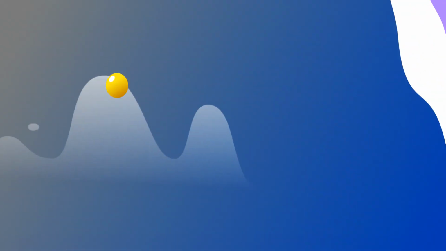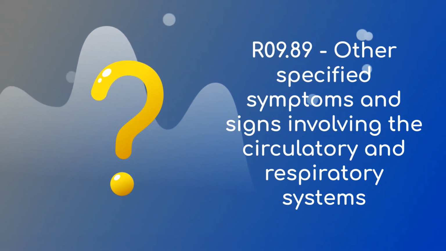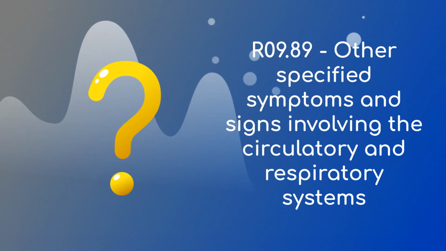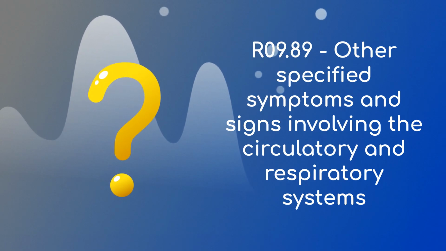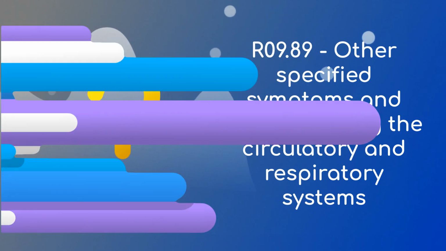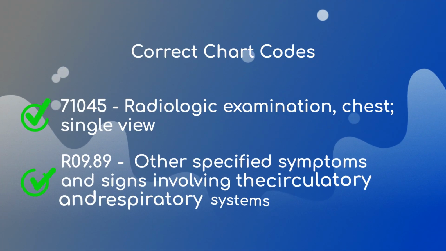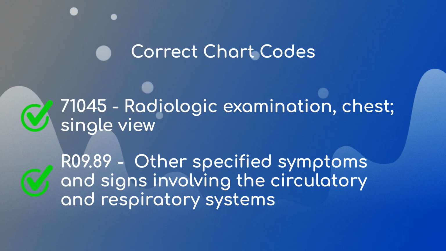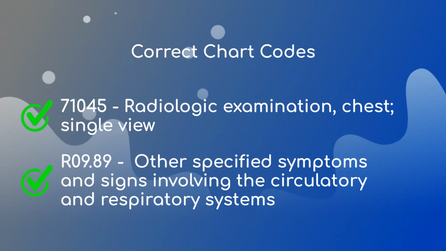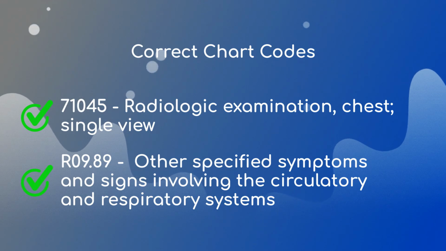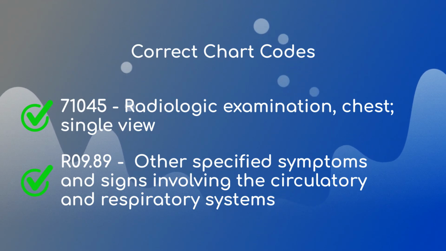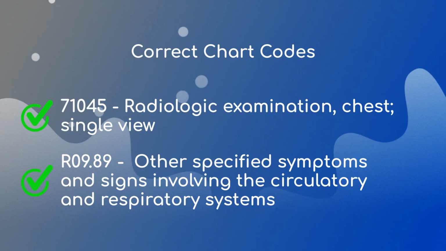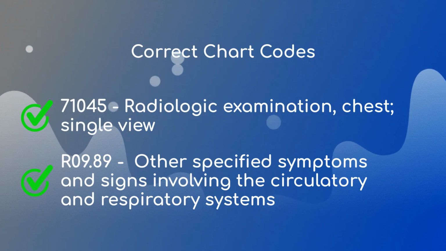This code covers general respiratory symptoms when documentation doesn't specify a condition. It's appropriate for rule out or evaluate for infection when the report is negative. Correct chart coding summary: CPT 71045, chest X-ray, 1 view, and ICD-10 R09.89, respiratory symptom unspecified. Always ensure coding reflects both the documented views and the clinical reason for the study, not just the final impression.